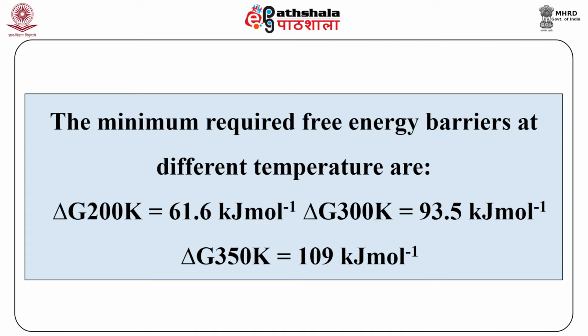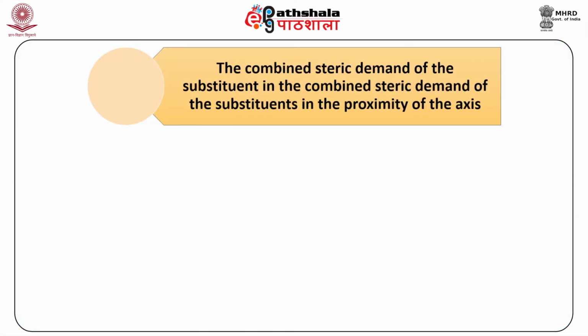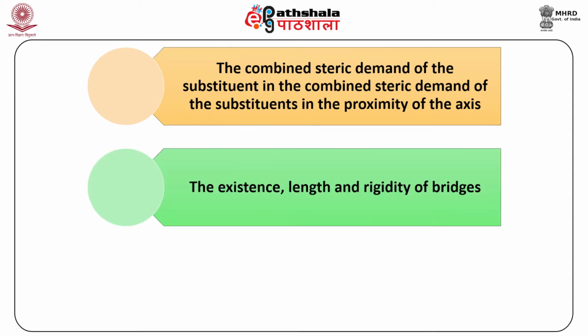So, delta G at 200 Kelvin is 61.6 kilojoules per mole, whereas if you increase it by 100 Kelvin, that is at 300 Kelvin, it is 93.5 kilojoules per mole. However, just increasing it by 50 Kelvin, the value of delta G is 109 kilojoules per mole. The configurational stability of axially chiral biaryl compounds is mainly determined by three factors, and these are the combined steric demand of the substituents in the proximity of the axis.